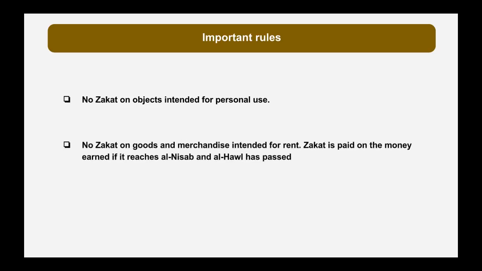There is no zakat on goods and merchandise intended for rent. Things such as real estate, cars, clothes, and other things. These are not subject to zakat, as zakat is due on the rent if it reaches a nisab and al-hawl has passed. For instance, if Zayd bought a house and then he rents it, at the end of 1 Hijri year, Zayd does not pay zakat based on the value of the house, but he pays zakat based on the money that he collects from the rent. So if the saved money reaches a nisab and al-hawl has passed, then Zayd has to pay zakat on that money.